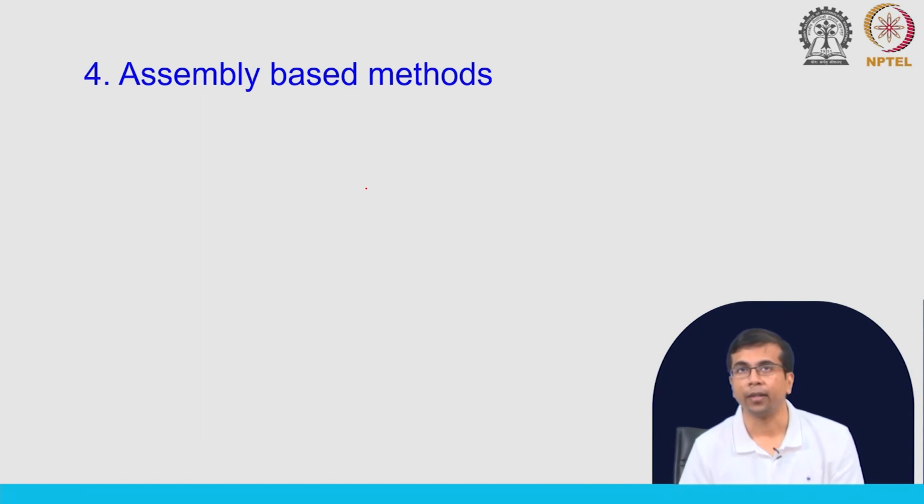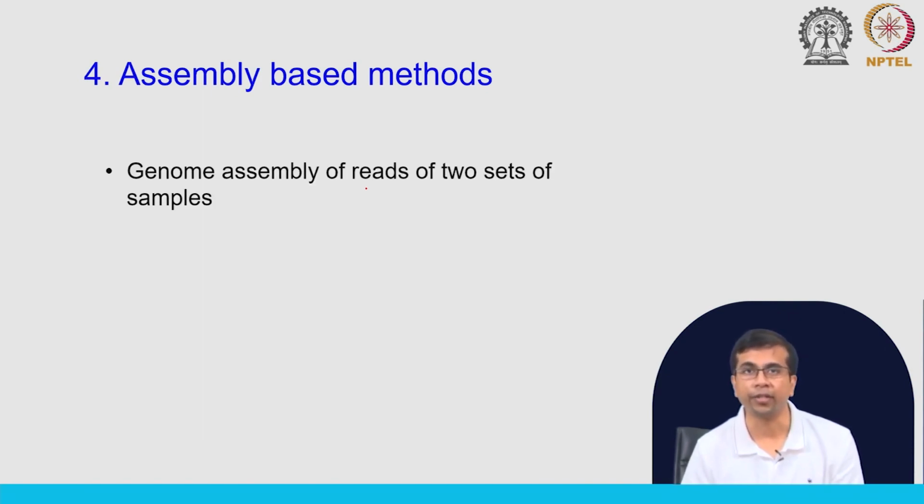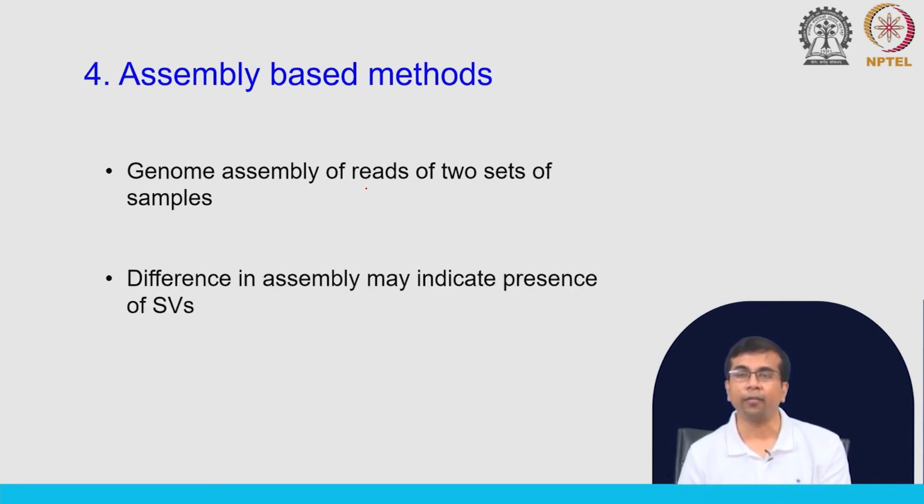The fourth method relies on assembly. The idea is actually quite simple here: we do genome assembly of reads of two sets of samples, right. We will talk about the algorithms later on, how you actually do the assembly from reads to the genome. And if you see any difference in assembly between the two samples, this might indicate presence of SVs, right. So, if the outcome is different for two samples, then you probably can say, okay, there is some SV present, that is why we are getting different assembly.